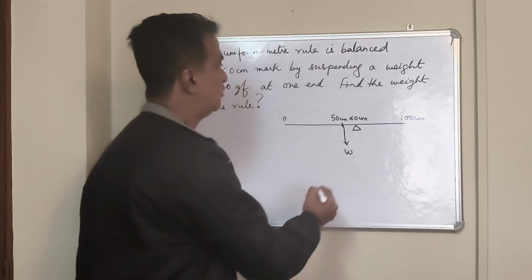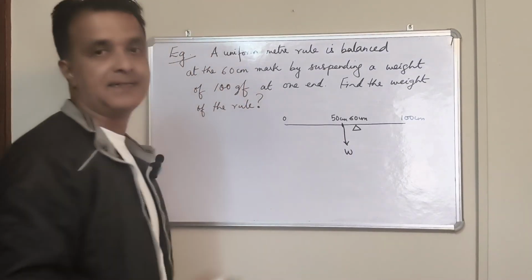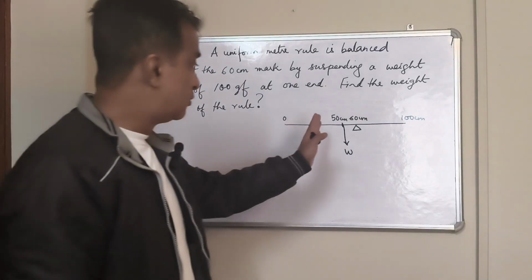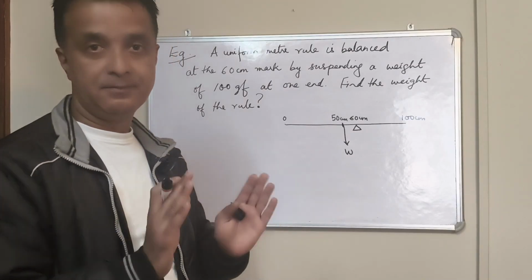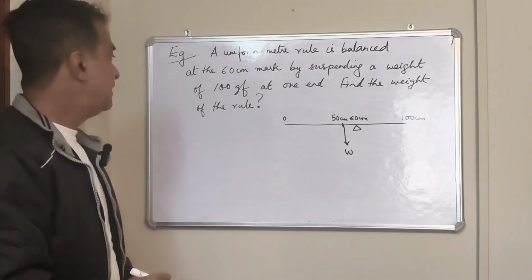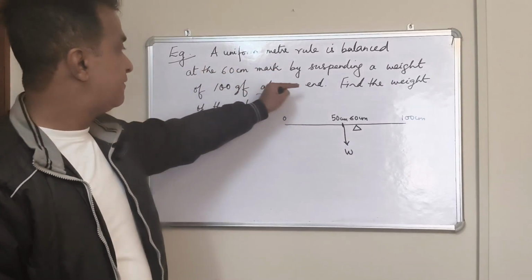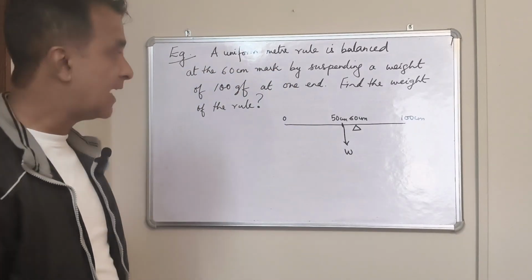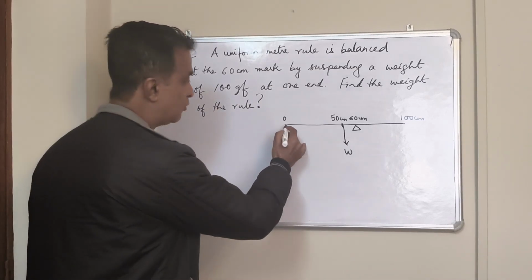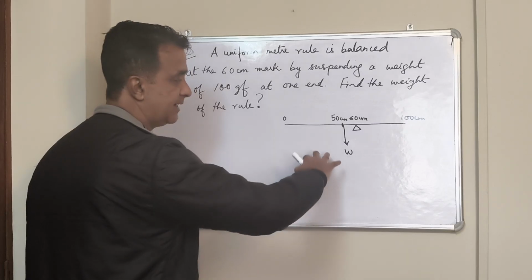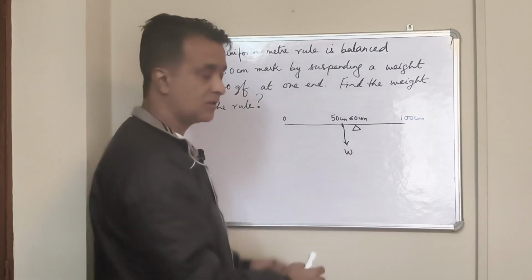And we take that weight as W because the question says we have to find the weight of the rule. If the weight of the rule was given, we would have placed it here. And if the rule was balanced at the 50 centimeter mark, remember the weight of the ruler is not to be considered at all. Now 100 GF is suspended at one end. We do not have the option of just putting that 100 GF at any end, like in the previous sum. You cannot put it here because you'll have two moments created on the same side, and this rule is definitely going to fall, as it is falling because of its own weight.